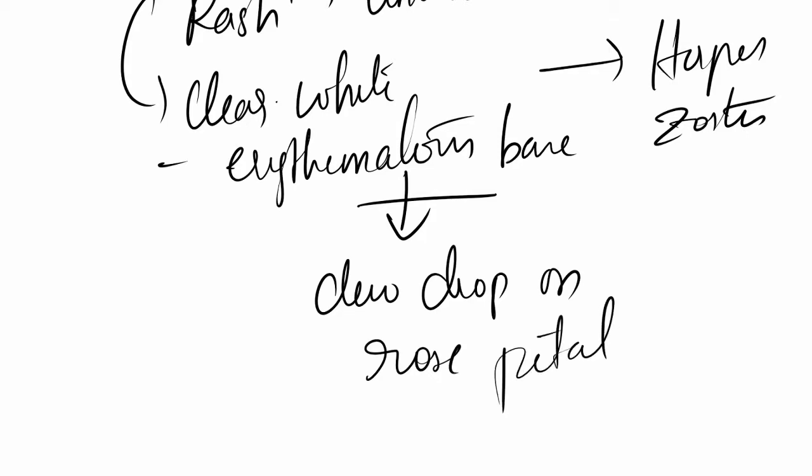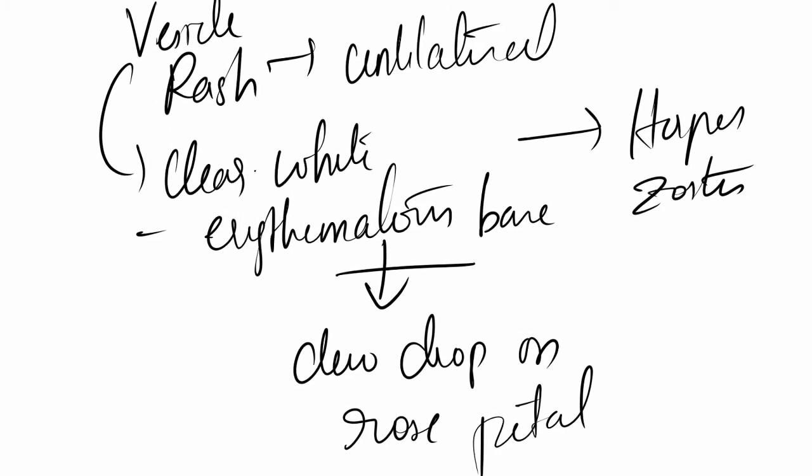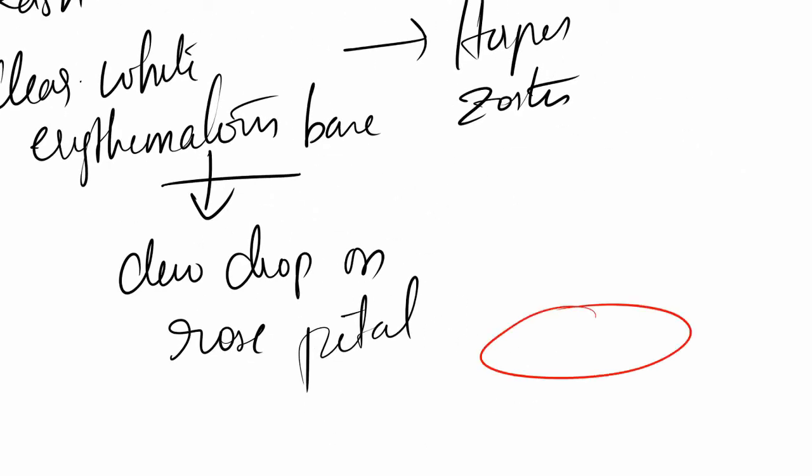You could do a transillumination test to see how clear the fluid is inside the vesicle, but it's a dewdrop on rose petal type of appearance. Now, what does that mean? Rose petals are red, and that gives your erythematous base. On top of that, you have a dewdrop. I can't draw with white, so this is how it appears: an erythematous base with a clear dewdrop vesicle.